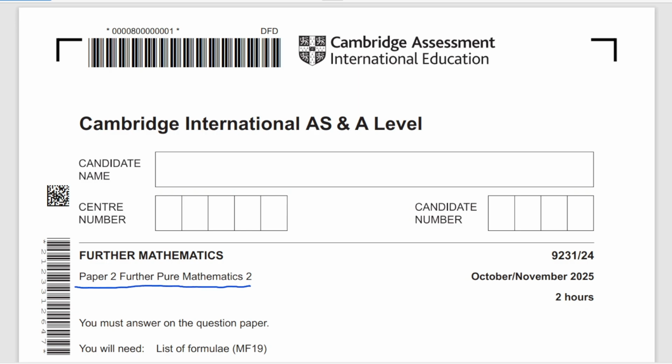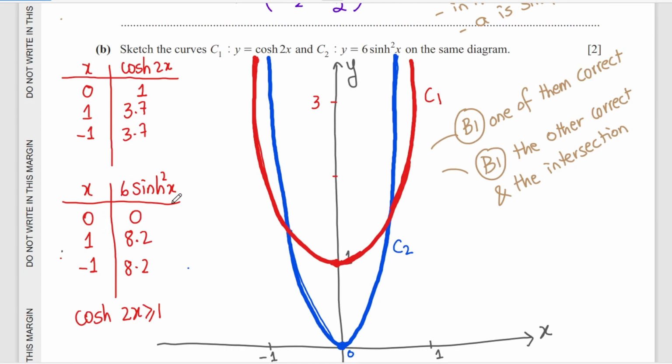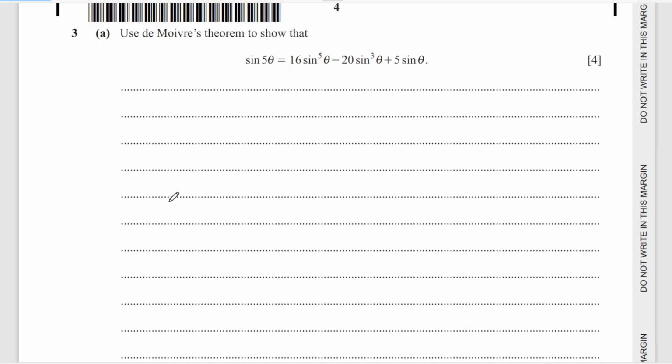This is CIE Paper 2 Further Pure Mathematics 2. And this is the most recent paper, October-November 2025, variant 24. In number 3, we need to use De Moivre's theorem to expand sine 5 theta.